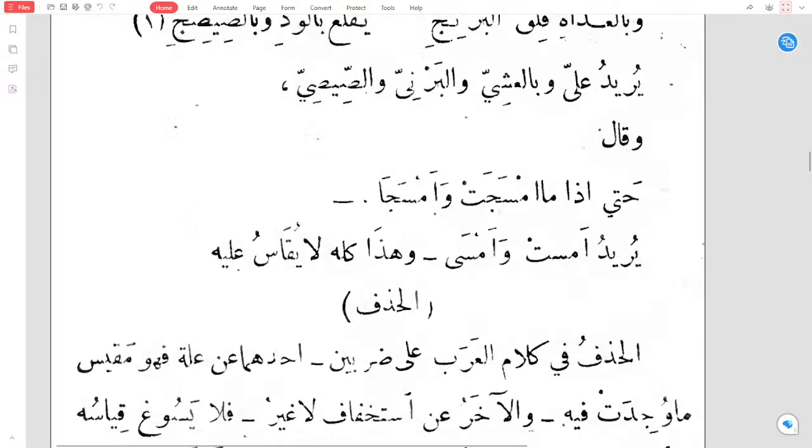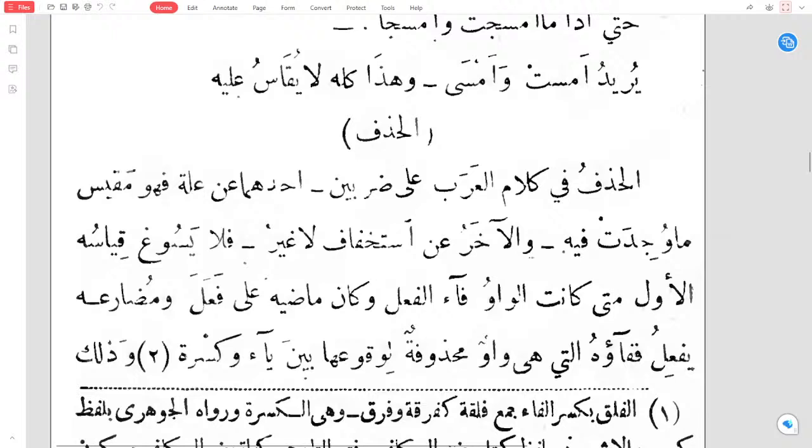وهذا كله لا يقاس عليه. Now he's saying that these are غير قياسي, and these are unique examples, and you cannot use them as a rule to apply to other examples. And al-hadf, so we have reached the end of الزيادة, أحرف الزيادة. Alhamdulillah. Inshallah, the next part will be regarding hadf. We will leave it there.